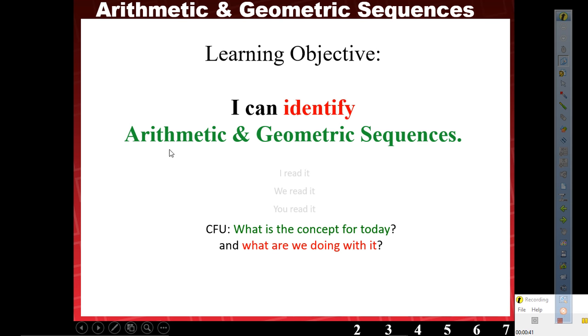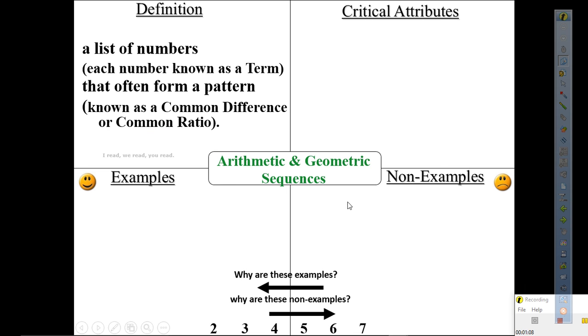So today's concept is arithmetic and geometric sequences. Those go inside your Frayer model. Arithmetic and geometric sequences. What are arithmetic and geometric sequences? They are a list of numbers, each number known as a term, that often form a pattern. Those patterns are known as the common difference or common ratio.